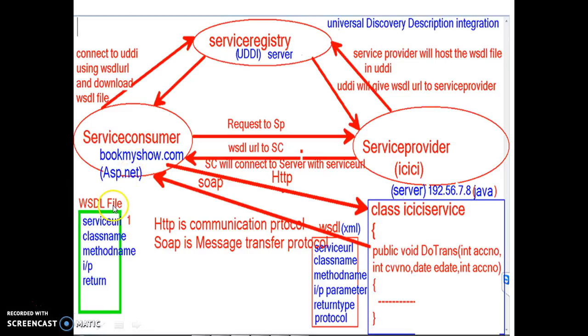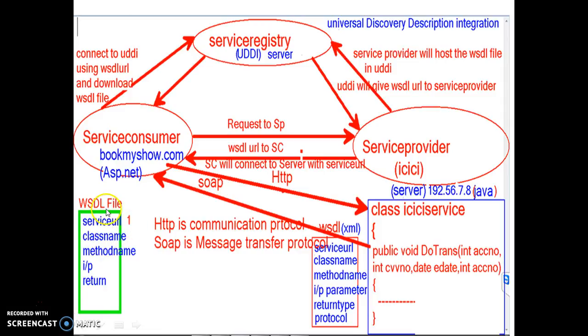Once he downloads the WSDL file, the service consumer must know how to read it, because the entire information of the service is available in the WSDL file. The developer who is consuming the service must have good knowledge of how to read the WSDL file. He must know the service URL, class names, method names, input parameters, and return type. He must be able to identify the information in the WSDL file. In order to identify that, he must have knowledge of what? XML.